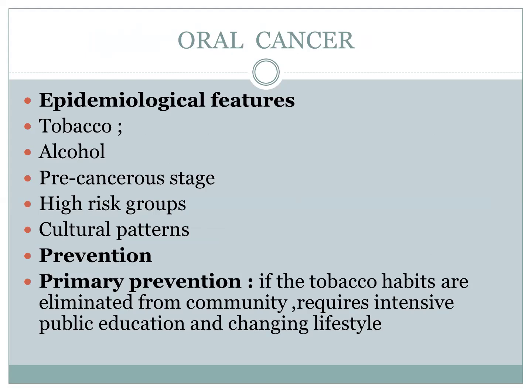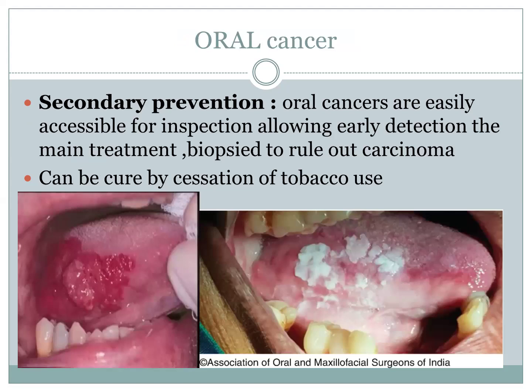How can this be prevented? Primary prevention: if tobacco habits are eliminated from a community, which requires intensive public education and changing lifestyle. Secondary prevention: oral cancers are easily accessible for inspection, allowing early detection. The main treatment: biopsy to rule out carcinoma, and it can be cured by cessation of tobacco use.